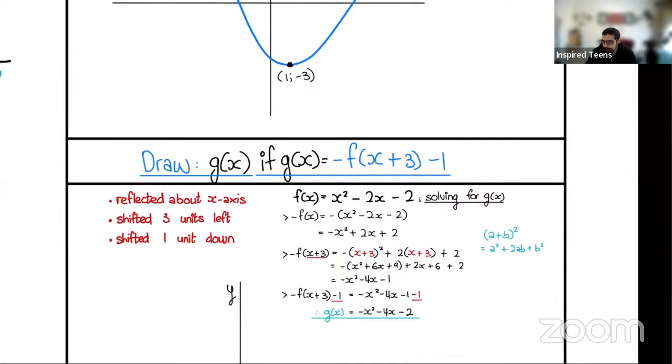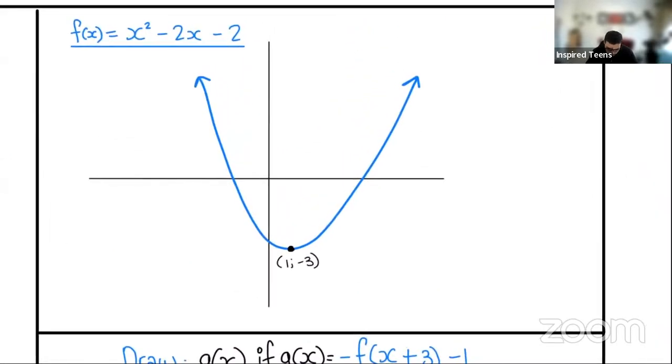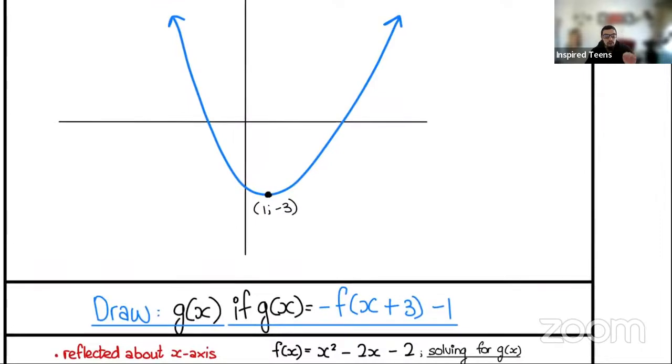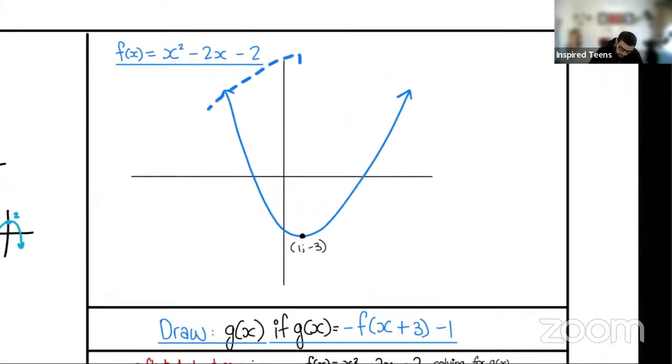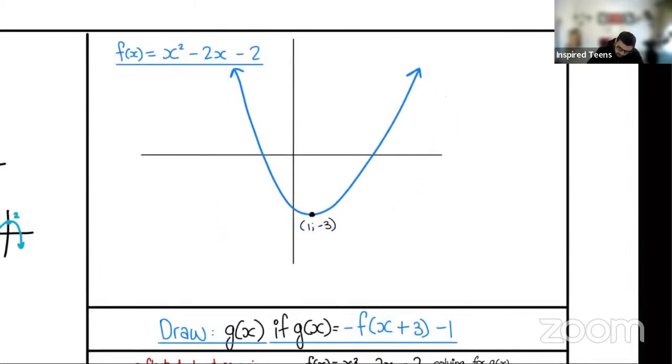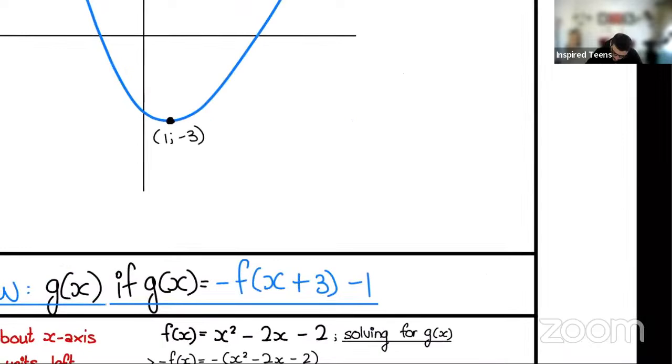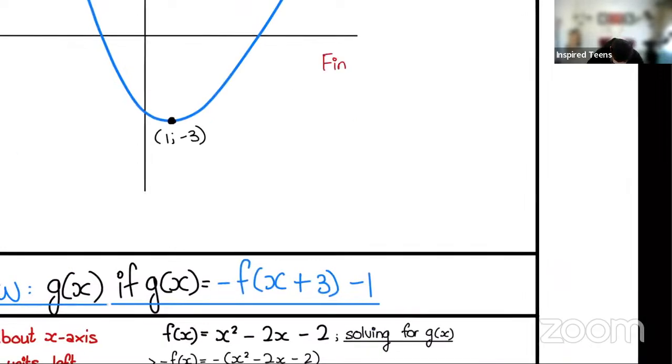Okay, that's done. Now I want to discuss what happens if you just want to find a new coordinate on the graph. Sometimes they'll ask you, find the new turning point on g of x. The way to do that is you take the old turning point, the f of x turning point, 1 and negative 3, and you make individual changes to the coordinates.